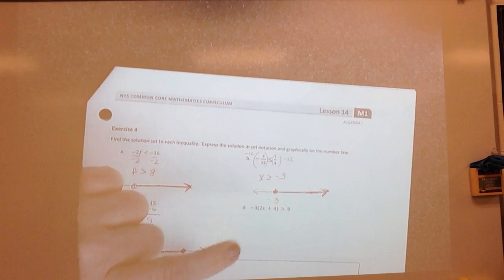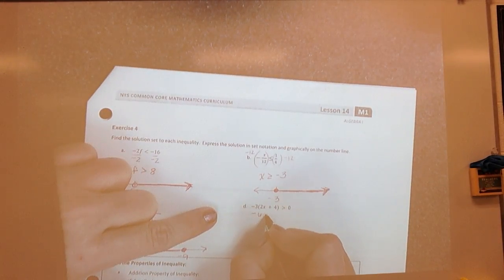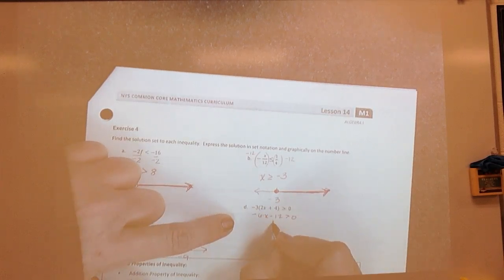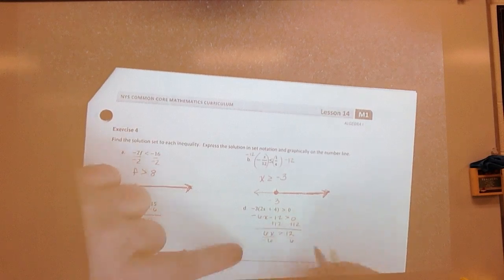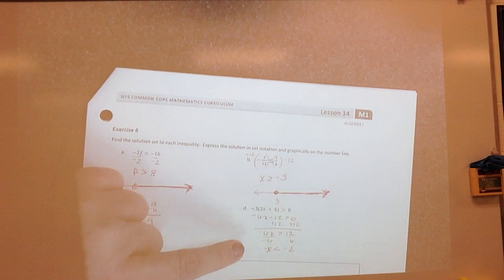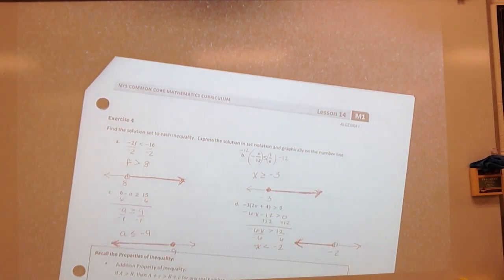Do your distributive property. Negative 6x minus 12 is greater than 0. Take your 12 over. Negative 6x is greater than 12. Divide by negative 6. X, flip your sign, is less than negative 2. Open circle at negative 2, and shade everything less than negative 2.